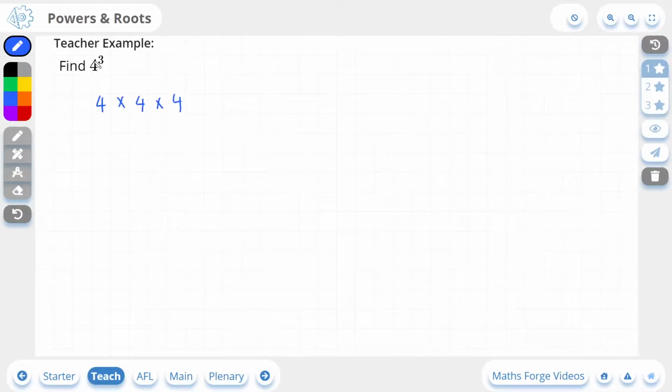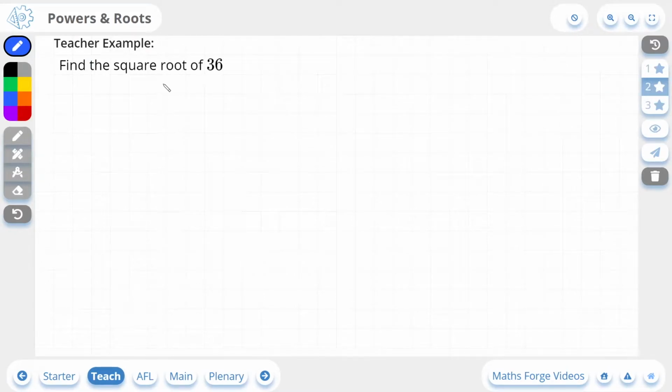Of course, we have the 4 here, which is known as the base number. So the number at the bottom is known as the base number, and the number at the top is known as the power. So the base number is the number that you're multiplying onto itself, and the power is how many times you're multiplying it onto itself. So of course, 4 times 4 is 16, times another 4 should give us 64. And let's just check our answer. There it is.